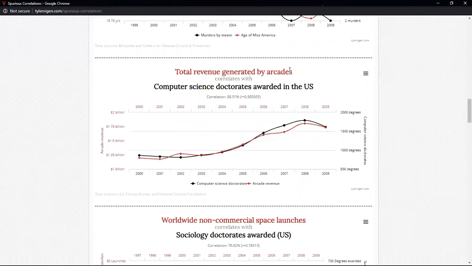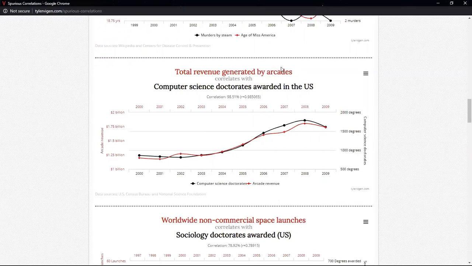Total revenue generated by arcades versus computer science doctorates awarded in the U.S. Now you might say, oh, well, this is both, no offense or anything, but nerdy stuff. No, computer science doctorates, nerds. People in arcades, nerds. First of all, I'm not trying to be mean. It's a blanket statement. Plenty of people go to arcades that aren't nerds. I'm not using nerd in the negative connotation. Hello, math teacher. So, okay, yeah, there's correlation, but I don't think there's that many CS doctorates at arcades.